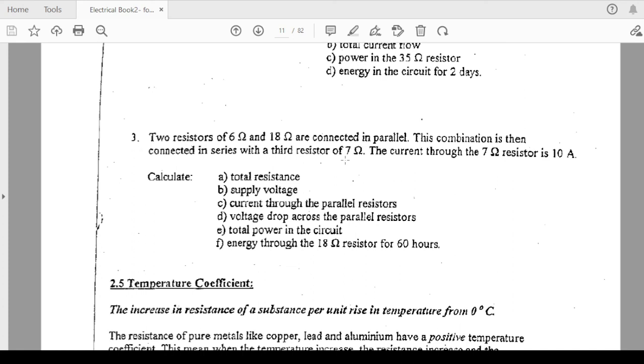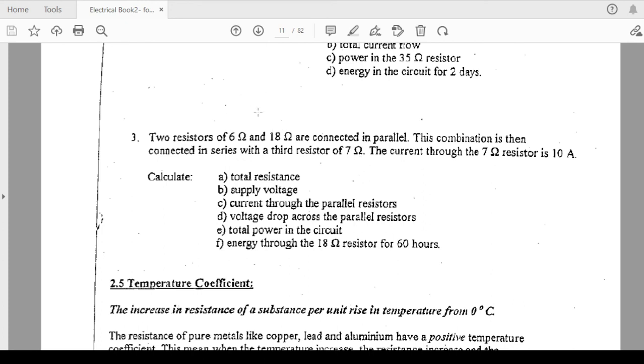So it's not that challenging. You need to make sure you break down your parallel into a series. Once you break down 6 and 18 ohms into one value of resistance, that value you get here must be in series with 7. And then how do we get this one here?